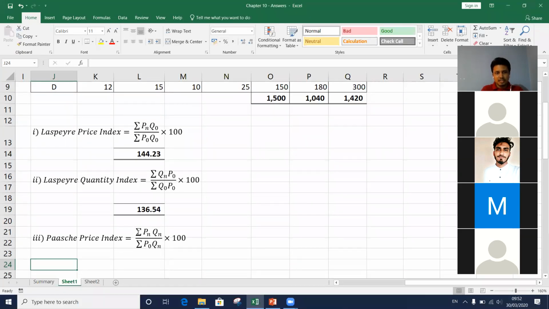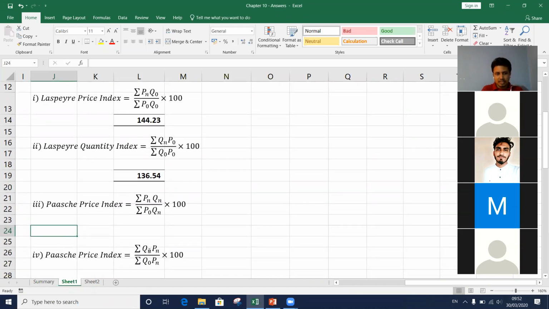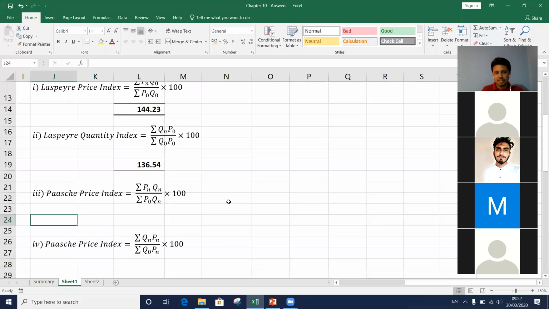Sigma P and C. If it is a price index, we need to divide current year prices by base year prices. Since we have multiple items, we have considered the sigma notation. Since it is a Paasche price index, we consider the current year figures as the weight. So the weight here is current year quantities. It is a price index, so current year prices with current year quantities as the weight. Sigma Qn into Pn.